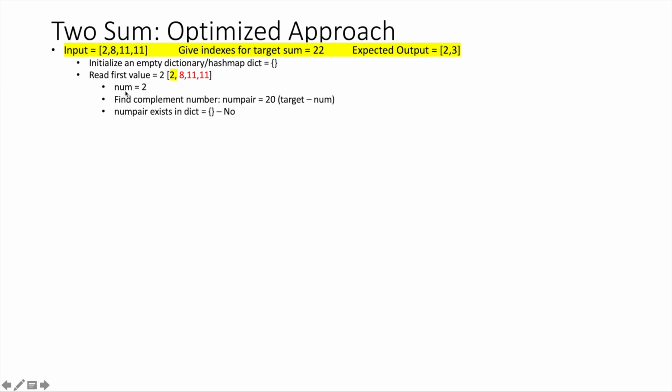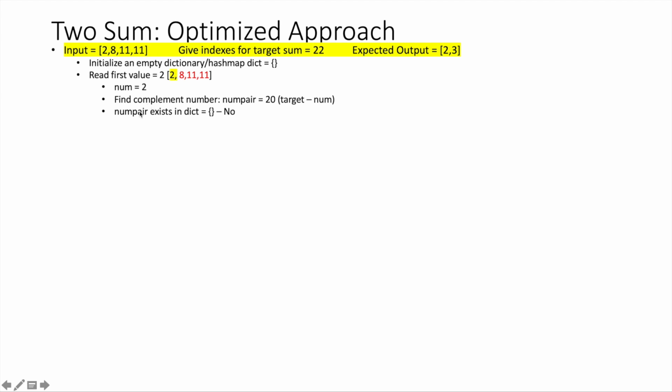So once again, we're given a list with 2, 8, 11, and 11 as our values, and our target sum is 22. What we're first going to do is initialize an empty dictionary. Then we're going to read our first value and store that into a variable known as num. So num is equal to 2. Now we're going to find our complement number. You basically do this by subtracting num from your target number. So in this case, it's going to be 22 minus 2, you get 20.